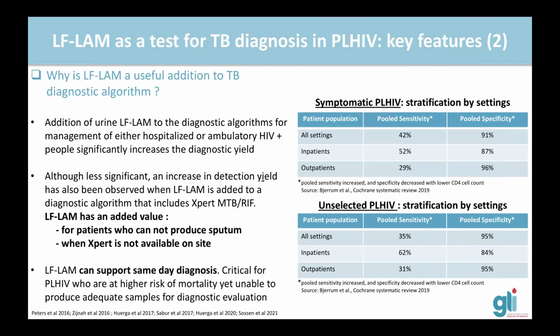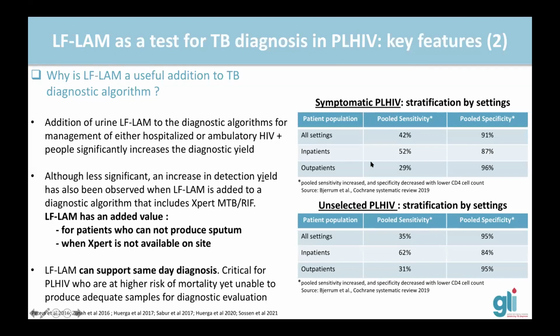In particular, LAM is really useful for patients who cannot produce sputum, as you can imagine, and when Xpert is not available on site. It's also really important that lateral flow LAM can support same-day or rapid diagnosis. This is really valuable for people living with HIV who are at higher risk of mortality, where the rapidity of coming up with a diagnosis and starting patients on treatment is really critical.